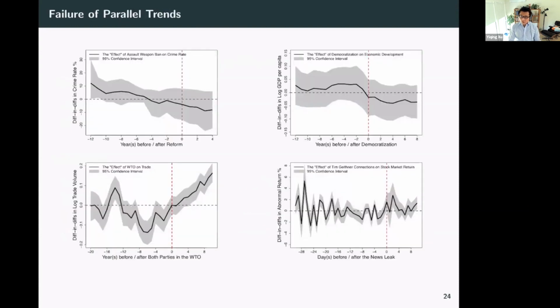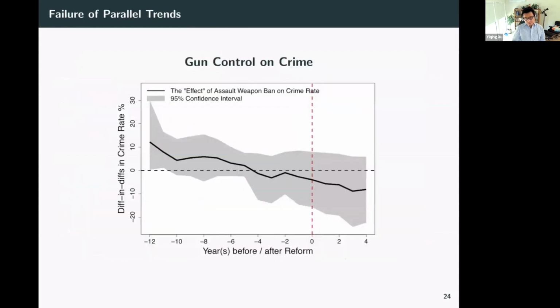So here I give you 4 examples from almost every field of our discipline. First, if you look at gun control and crime, this is an example from American politics. Using state level data, the outcome variable is crime rate, and the treatment variable is some version of assault weapon ban. You draw a difference in difference plot like this, or a dynamic treatment effects plot like this.